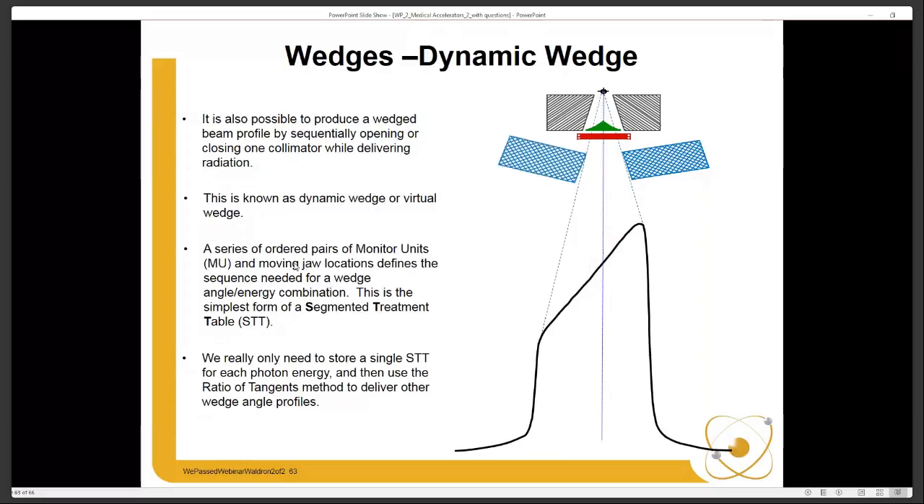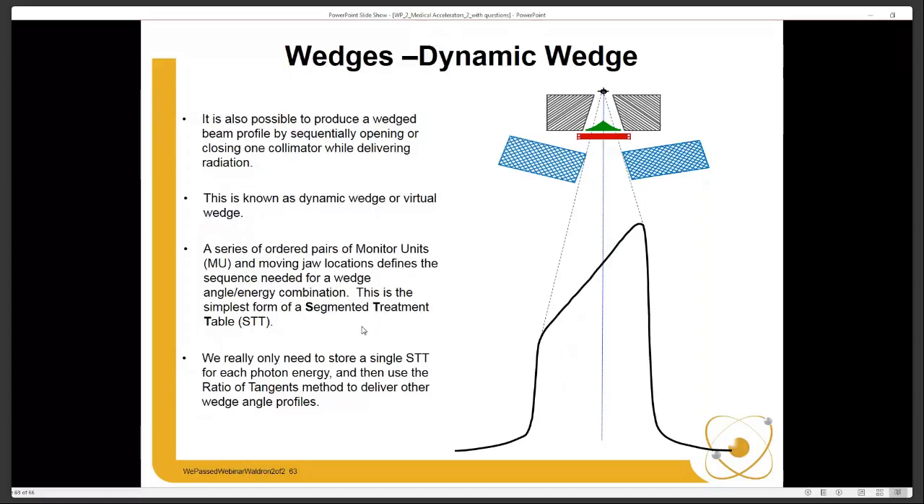The set of ordered pairs of monitor units and jaw position that produces this is the simplest form of what's called a segmented treatment table. Of course, today we're doing IMRT and VMAT, and so a true full segmented treatment table would also contain the gantry angle, the collimator angle, the couch position, basically all the machine parameters are contained in a segmented treatment table.